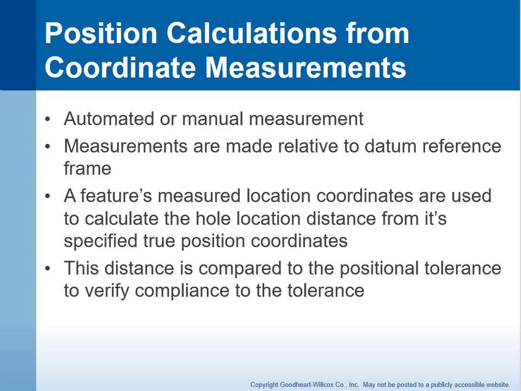Okay, position calculations from coordinate measurements. You can get measurements automatically or manually measured. Measurements are made relative to datum reference frames. A feature's measured location coordinates are used to calculate the hole location distance from its specified true position coordinates. And this distance is compared to the positional tolerance to verify compliance to the requirement.